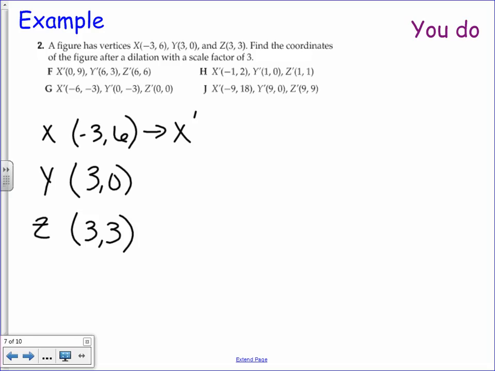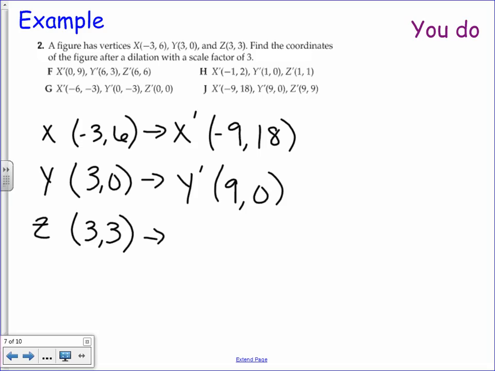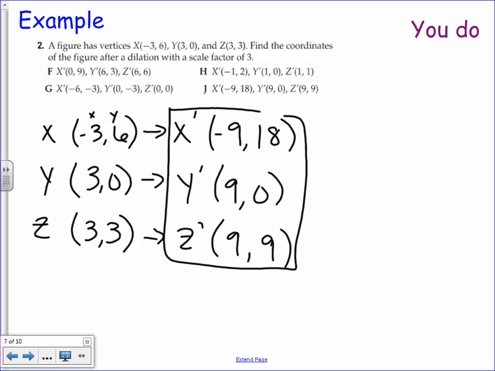My X prime would be at (-9, 18). My Y prime would be at (9, 0). And my Z prime would be at (9, 9). I got those by multiplying each of your X and your Y by the scale factor of 3. And so the one that matches these new coordinate points would be J. So my answer would be J.